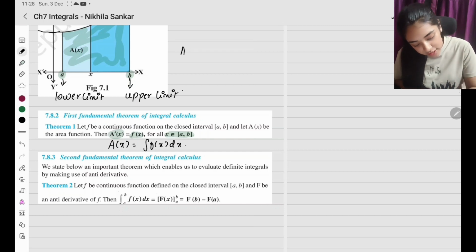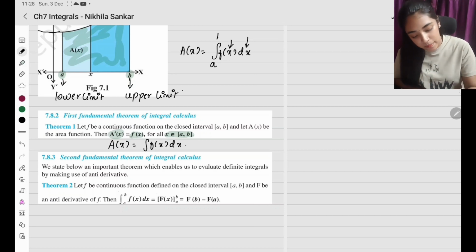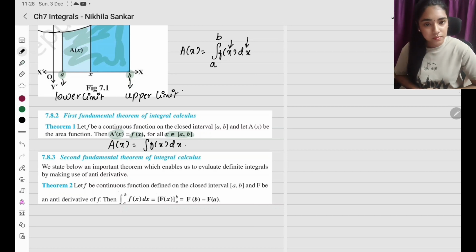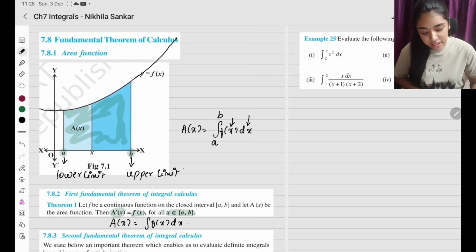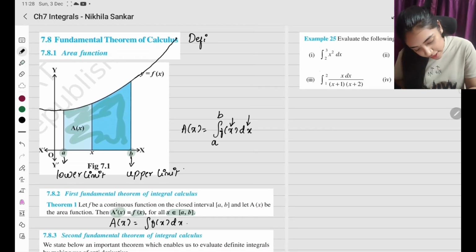So how are you going to write this? The area function is nothing but the integral of f of x times dx. You have the upper limit and lower limit for the variable x, which is going to be lower limit you write in the bottom and upper limit you write in the top. So this is going to be your definite integrals. Okay, so let me write the heading. So you have, this is called the definite integrals.